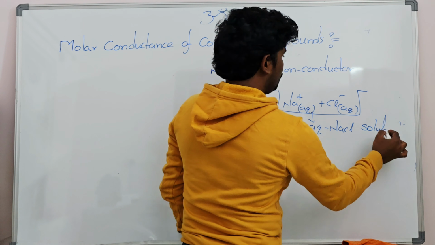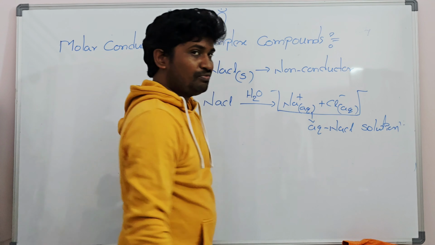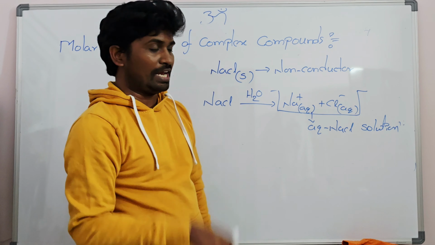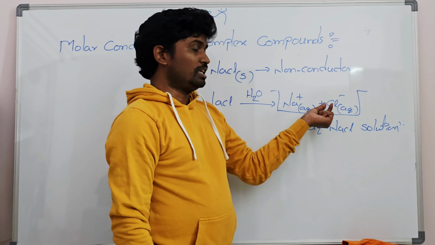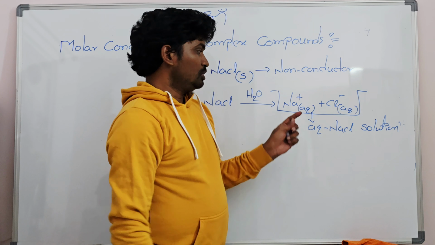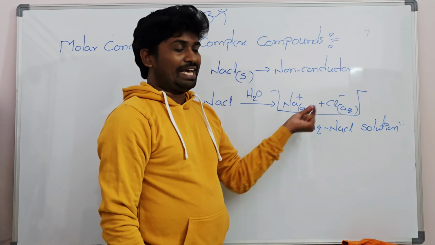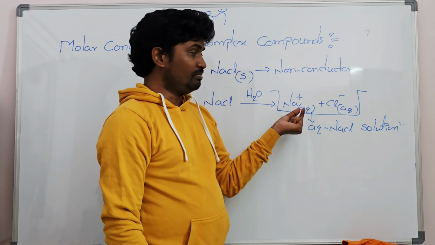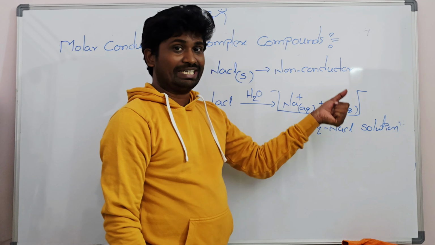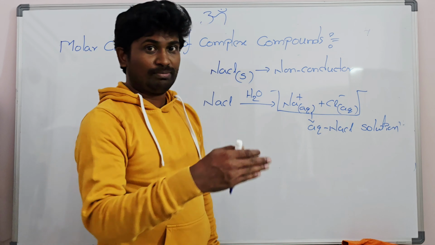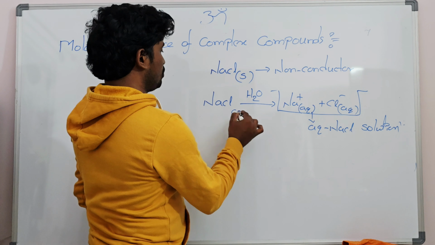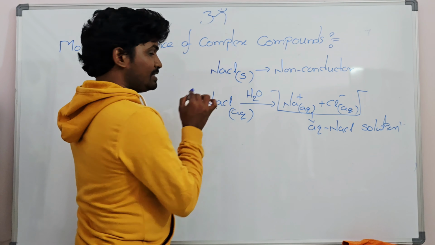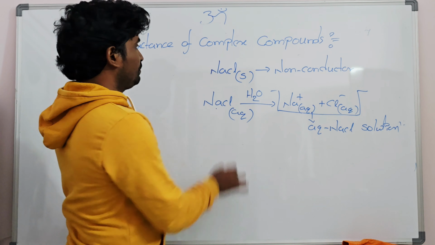In that solution, free ions are present. Due to the free ions, mobility is there. Na+ ions and Cl- ions are easily mobile, that means easily moving. Due to the presence of free ions in the aqueous medium, the solution has conductivity and current passes through it. So aqueous sodium chloride is conducting in nature.